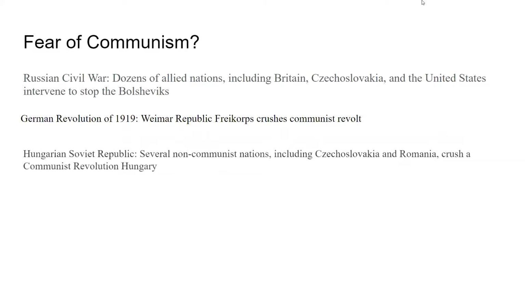And even different countries feared communism. Several times in the beginning of the 1920s, there were several communist rebellions across Europe. And a coalition of countries, Britain, Czechoslovakia, America, France, came to try to stop those communists. US troops were fighting in Siberia to try to stop the spread of communism. People were actually scared of this ideology.